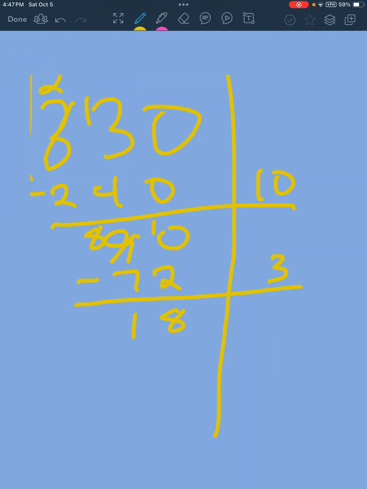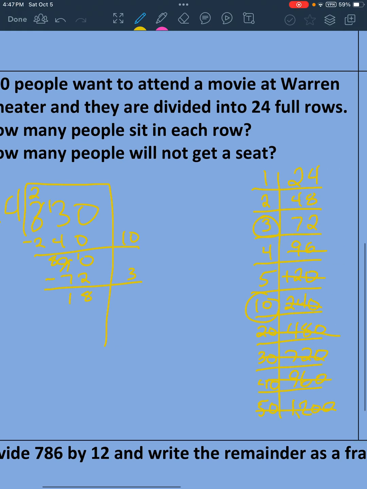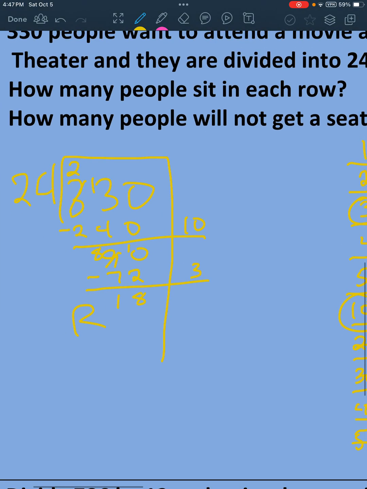I've got 18. I go back to my table. I can't subtract any of these, so I know 18 is my remainder. When I think about what 18 represents, it represents people. This was 330 people that I started with, so I have 18 people left over.